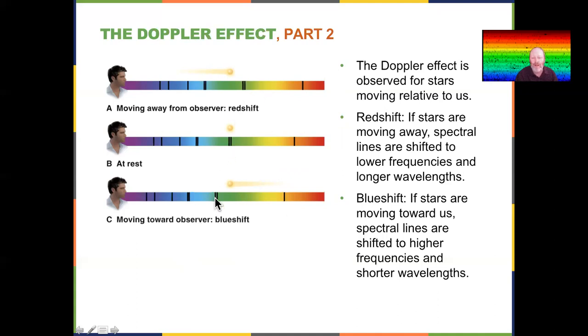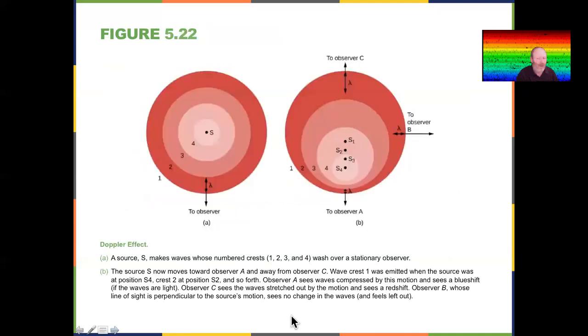Notice these lines that are here. See, if it's just sitting there, it's giving you the lines. But if it's coming towards you, they're actually being pushed a little up towards the blue. Notice all of these lines have shifted a little bit towards the blue. If it's moving away from you, it's actually being shifted towards the red. This one's over here, this one's over here. And that's the good old Doppler effect.